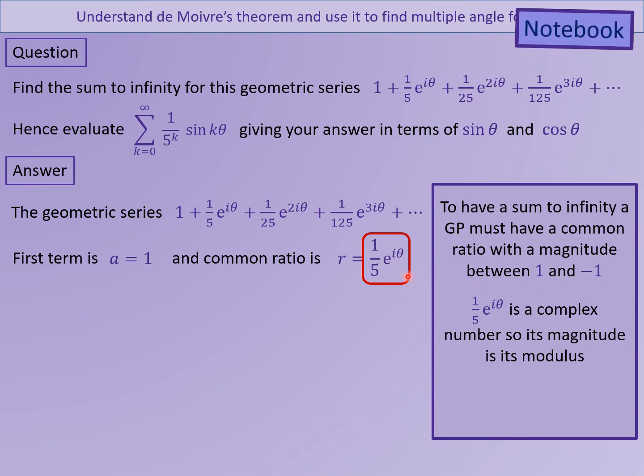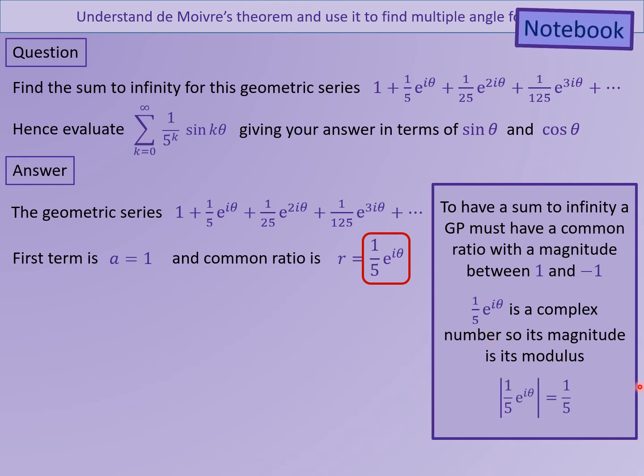So it's important to make sure that when you look at this, the magnitude of the R value, the size of the R value, is going to be between 1 and minus 1. So that's what this is talking about here. Now 1/5 e to the I theta is a complex number. So its magnitude, basically working out its modulus, working out its value.